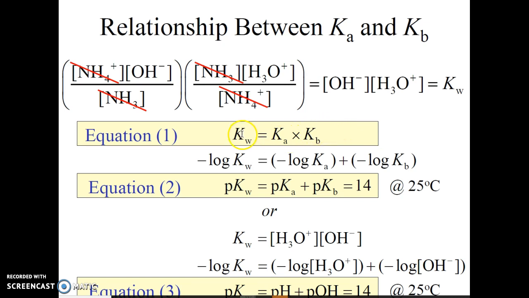And so this relationship gives us several mathematical relationships that we can use in our calculations. So we know here Kw is equal to Ka times Kb. And if we take the negative log of both sides of that equation, we end up with pKw equal to pKa plus pKb, which would be equal to 14 at 25 degrees Celsius. We know the pKw is 14 at 25 degrees Celsius. That was a constant. And then we also know Kw is equal to the concentration of the hydronium ion times the concentration of the hydroxide ion.